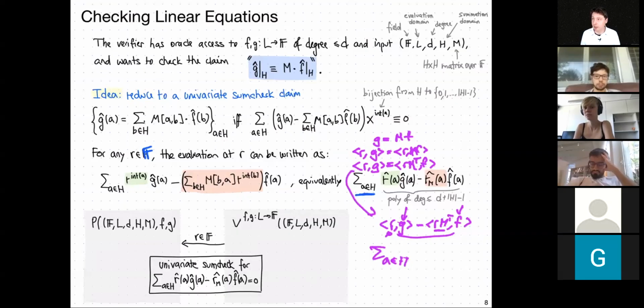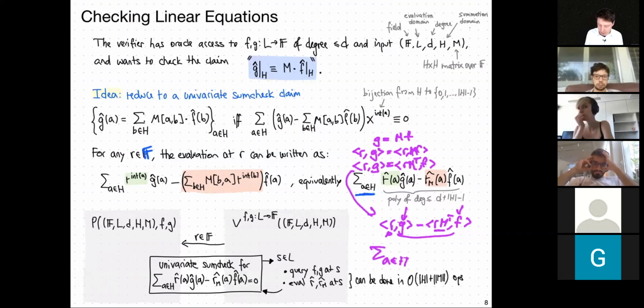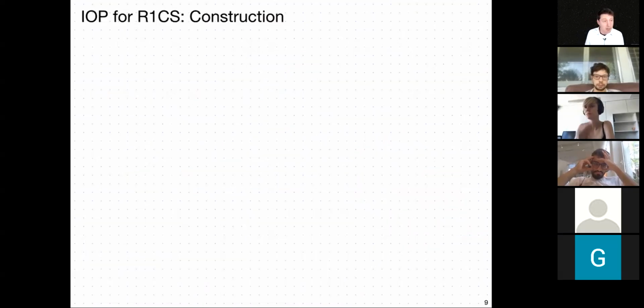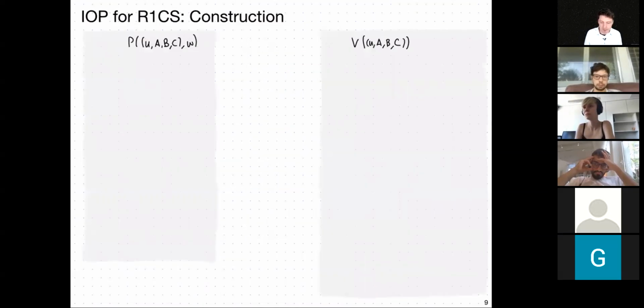All right, let's move on to the protocol. Now that we have how to check linear equations, we go back to constructing things for our R1CS. So this is going to be a protocol where we are given the three matrices of our R1CS and the public input, the candidate witness for the prover, and of course the verifier just receives the instance alone.